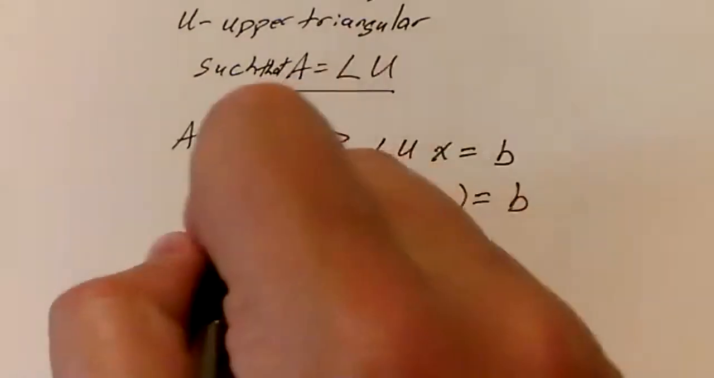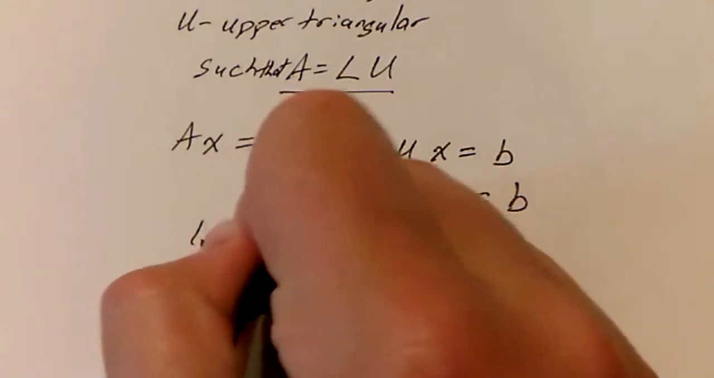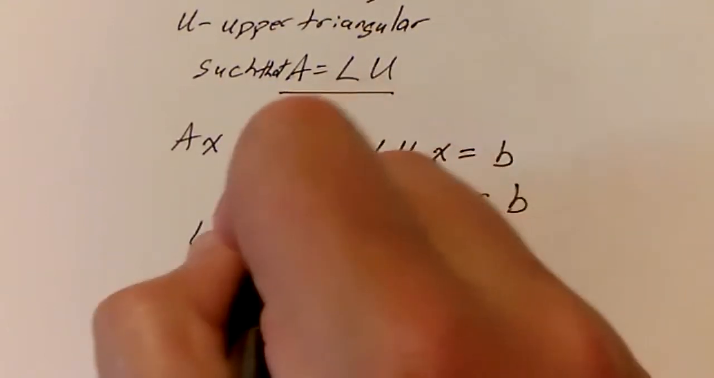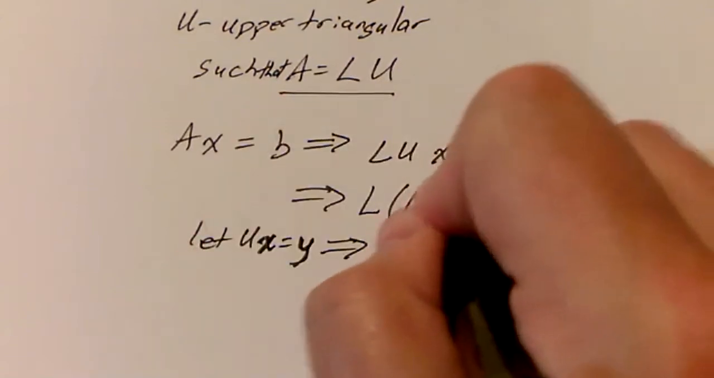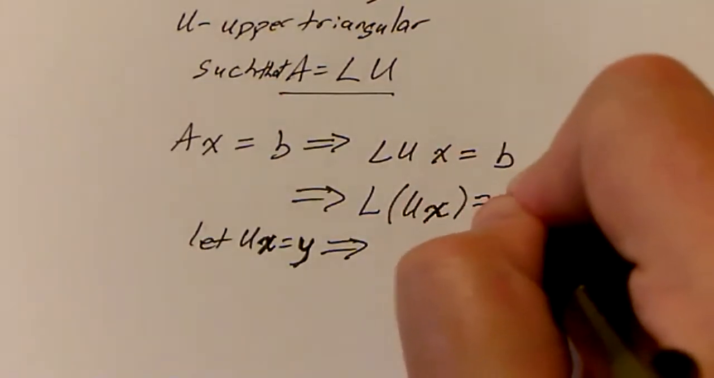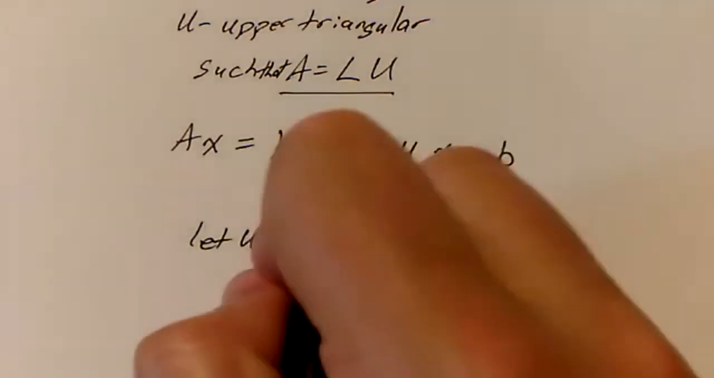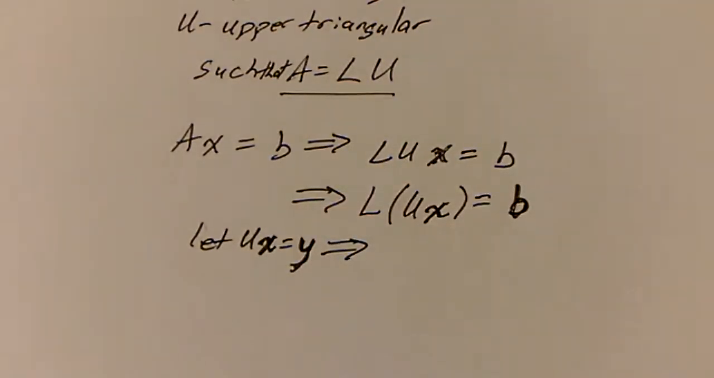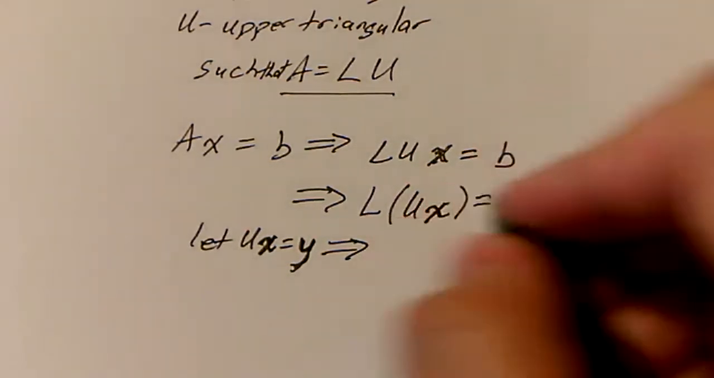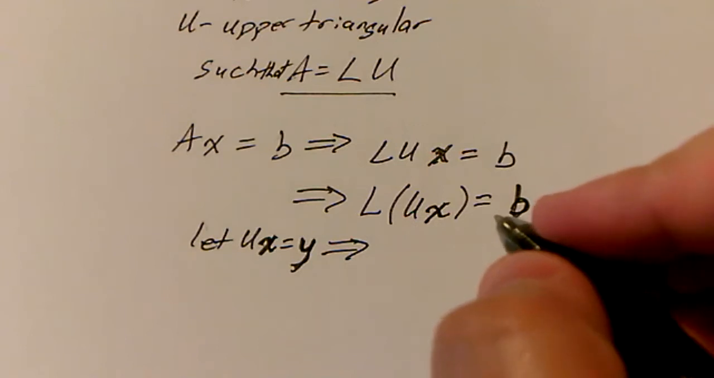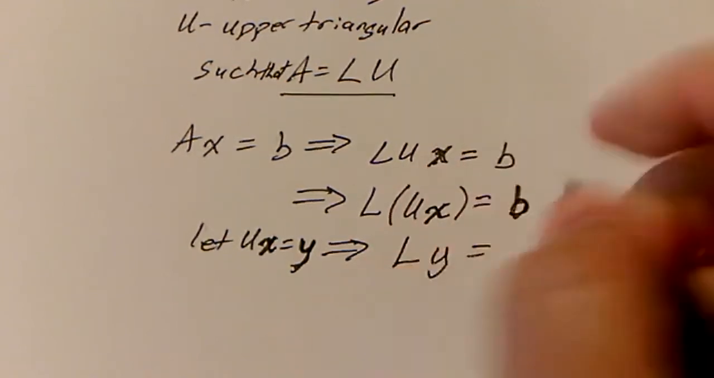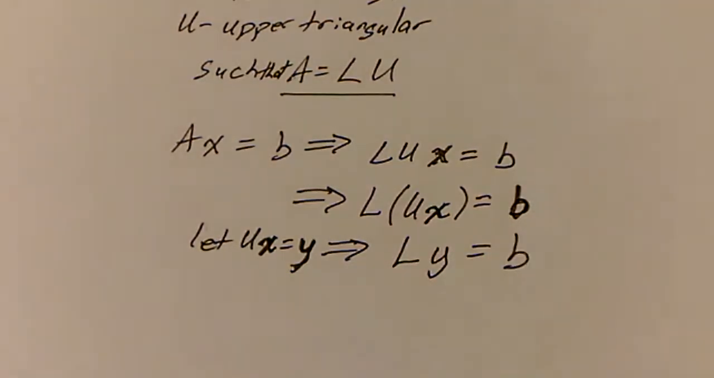So I'm going to let UX equal an unknown vector Y. Again, these are vectors, not matrices. X is a vector, B is a vector, Y here is a vector. My matrices are L and U and A for that matter. So once I let UX equal Y, now I have L times Y is equal to B.